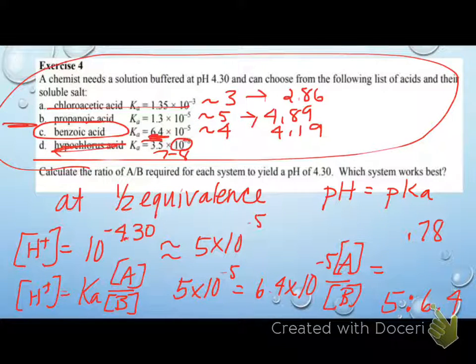They're going to say which one of these weak acids would make a great buffer system and give you a target pH. So you kind of have to estimate your logs.